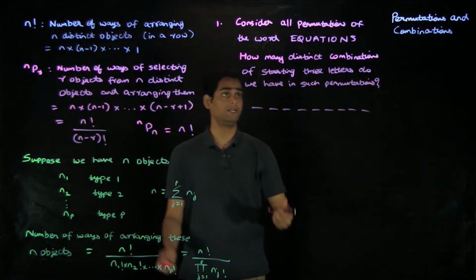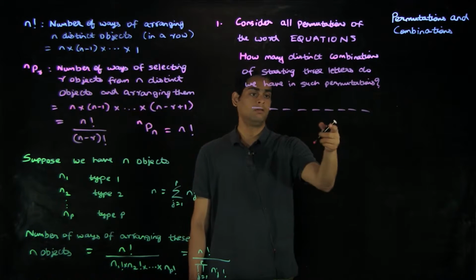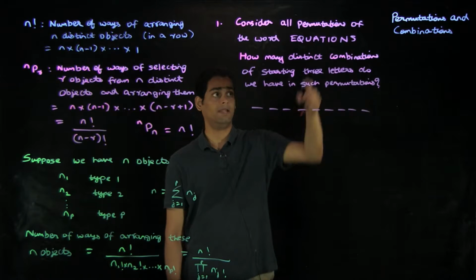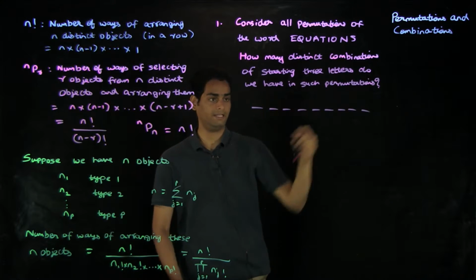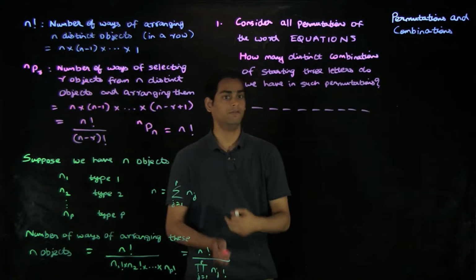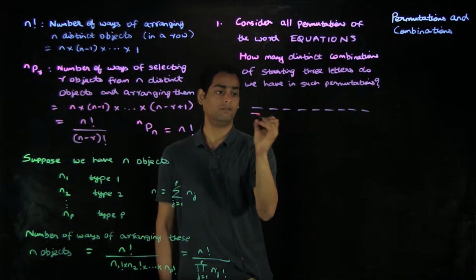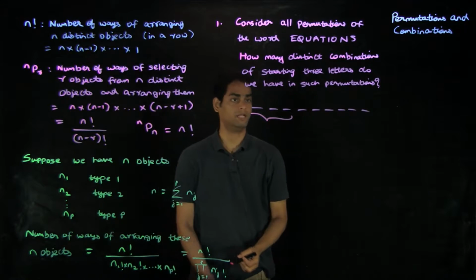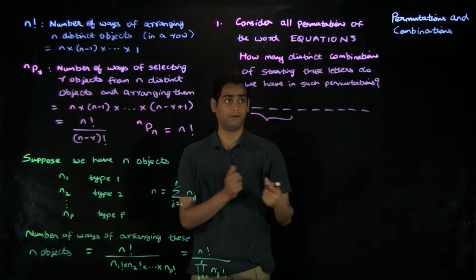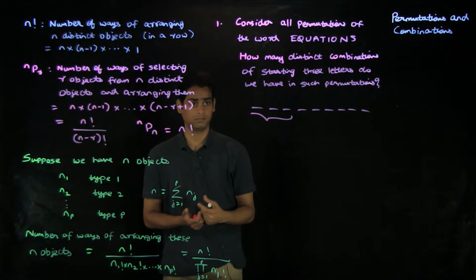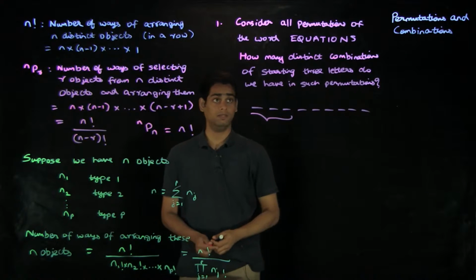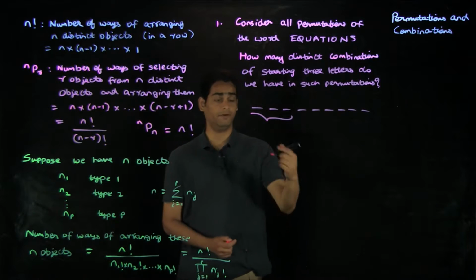So any permutation of the word equations has the letters in equations filling these 9 spots. And the question is, if you consider all such permutations of the word equations and you look at the first 3 spots in such permutations, how many different combinations do you obtain in the set of all permutations of the word equations?